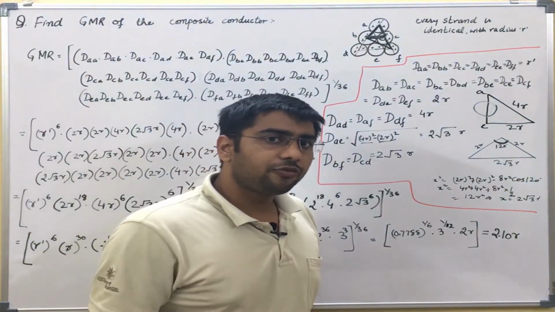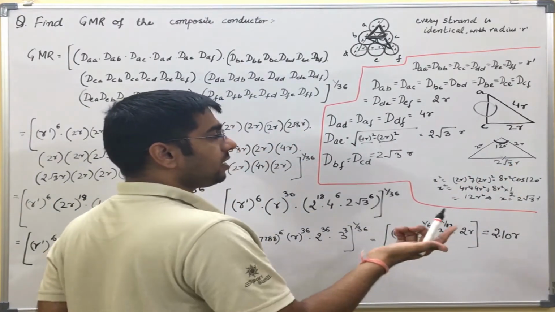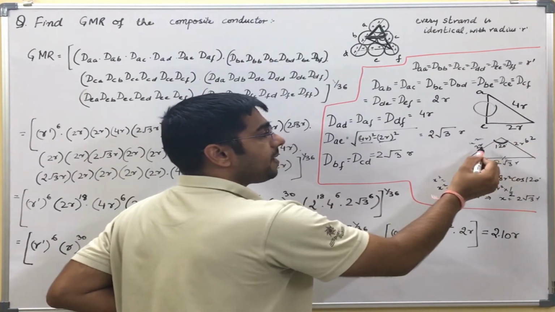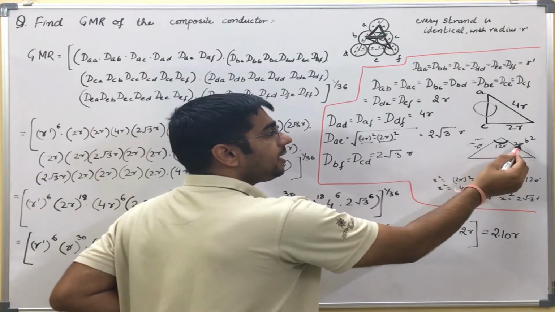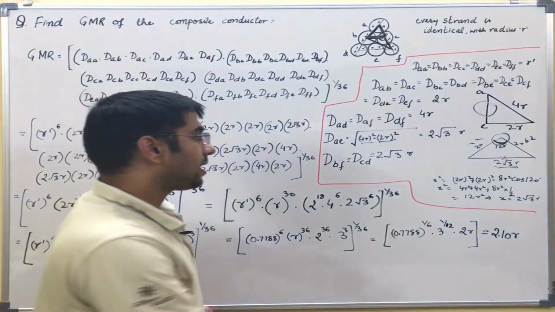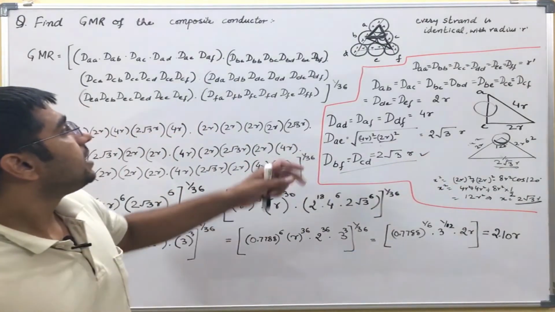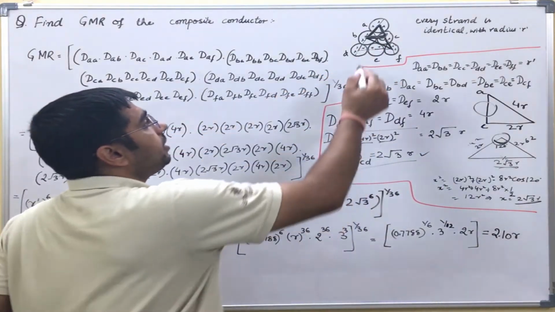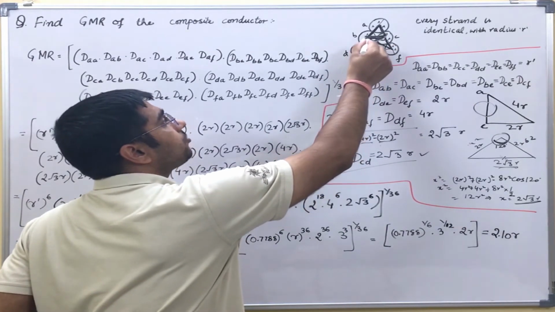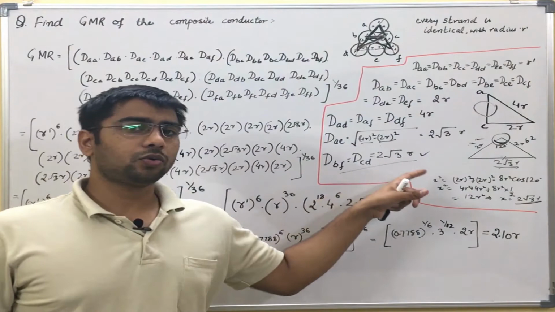Now I will use the law of cosines to find this side, which says a square plus b square minus 2ab cos of the angle between them gives the side c square. So this will come out to be 2 root 3 r, which I have written here. Similarly, DCD will be a similar distance within an isosceles triangle of side 2r, and DCD will come out to be 2 root 3 r.